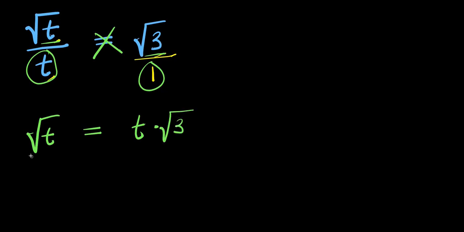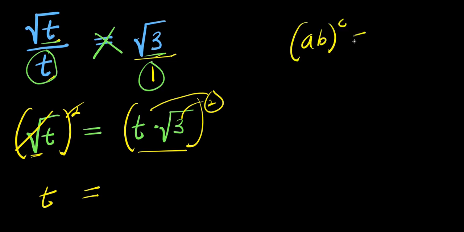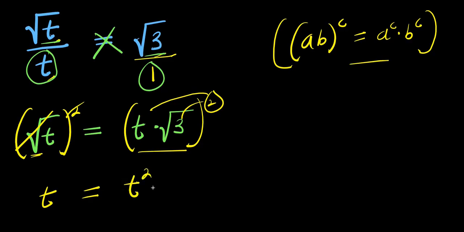So, since there is a square root here, I can decide to take the squares of both parts of this equation. What happens next is that this square root eliminates the square here. So I have t. And this equals, for this, we are going to distribute this exponent to each of the terms here. Remember, we have ab raised to the power of c. This equals a power c times b power c. So going by this identity, we are going to have t power 2 times root 3 to the power of 2.